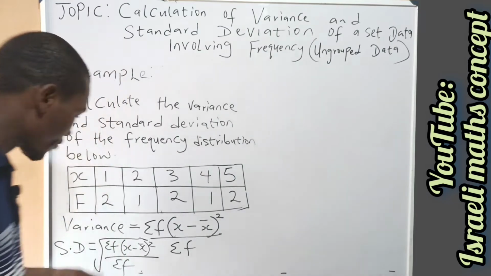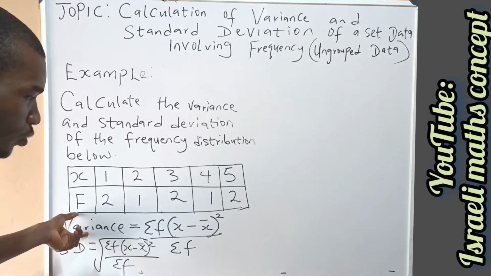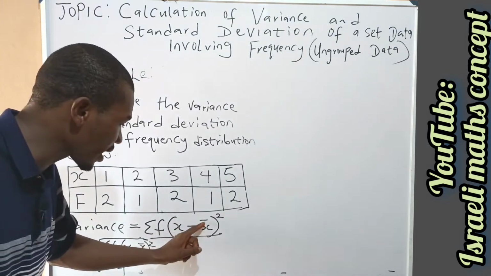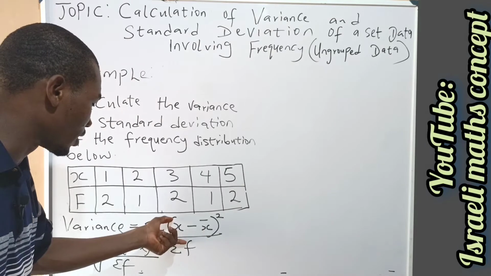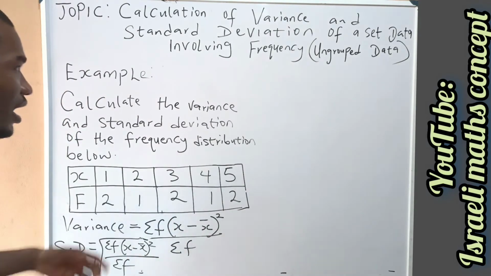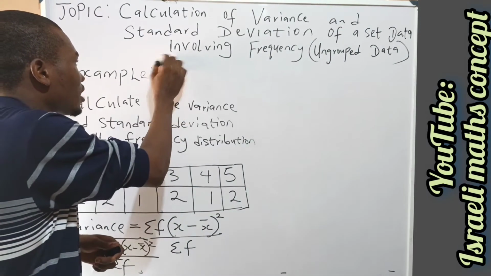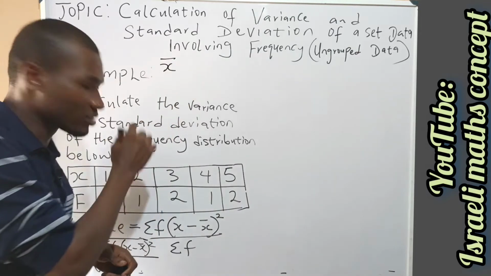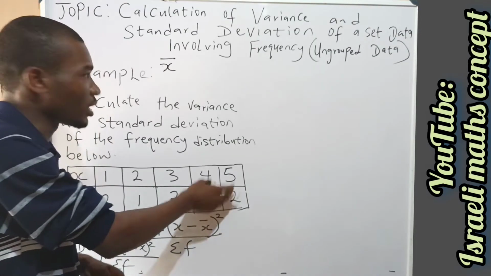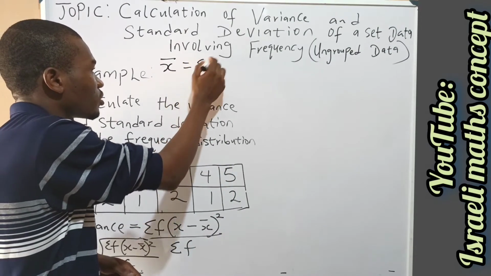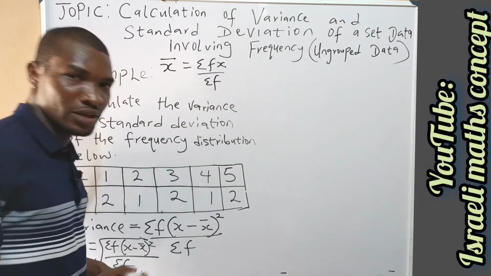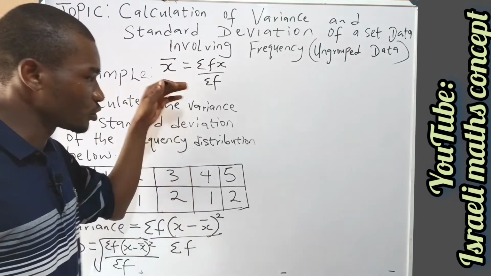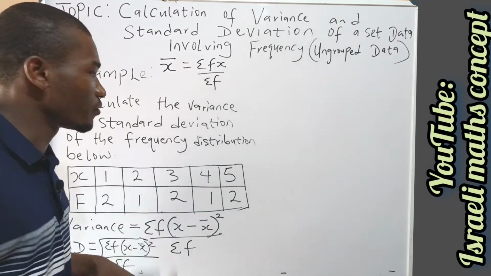So to find our variance, it is very simple. We shall first of all find our bar x, which is our mean, because it is contained in the formula for our variance. And remember, the formula for finding our mean, bar x, for a frequency table like this is very simple: summation of fx all over summation of f. So let's draw a table and put the parameters on the table for convenience.